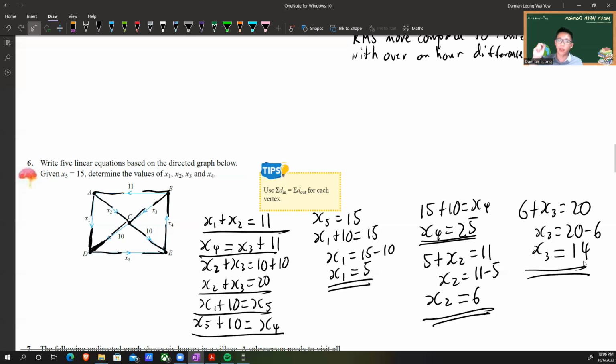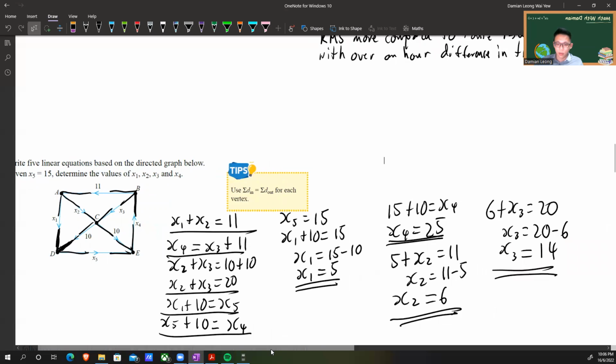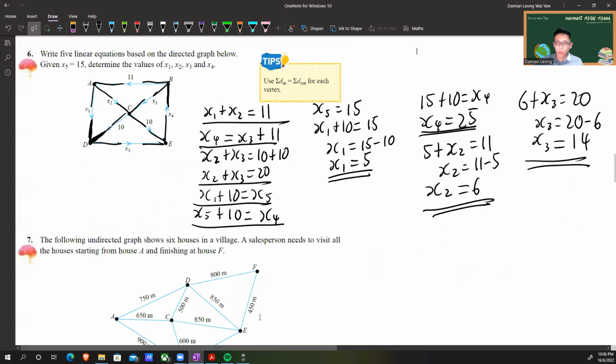Yeah, there we get the x3 is 14. So yeah, this is how we get the x1, x2, x3, and x4. That's for the question 6 here. Then question 7.